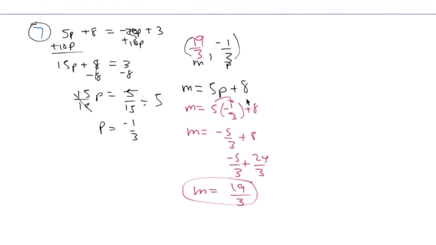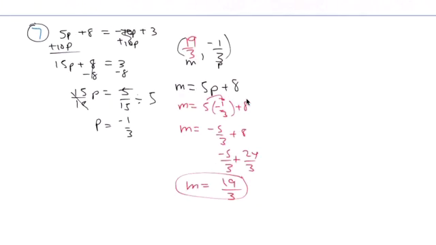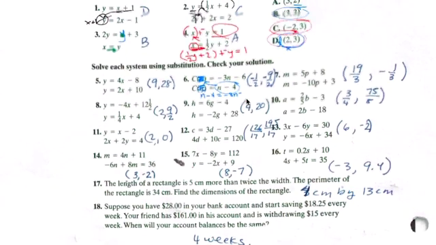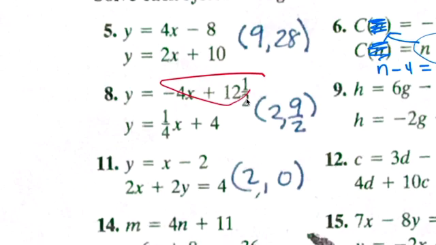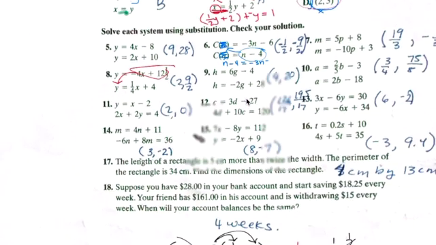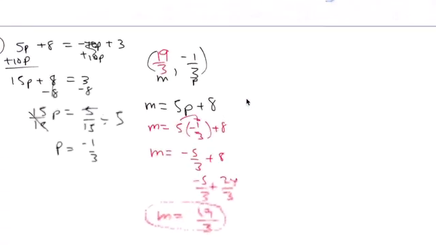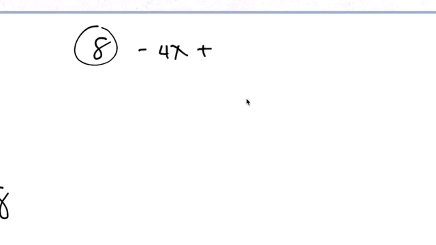Okay, so I'm going to check for those. Hopefully people actually look. Number 8. Number 8 is this one here. I would take that and put it down here. Okay, and so number 8, I would have negative 4x plus 12 and 1/2. This 12 and 1/2 I'm going to make improper. 25 over 2.